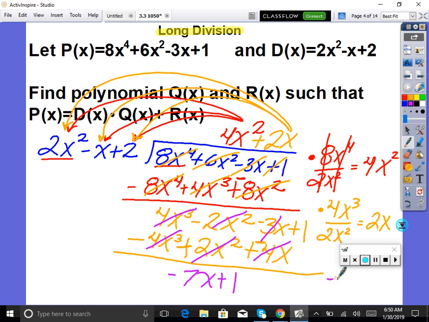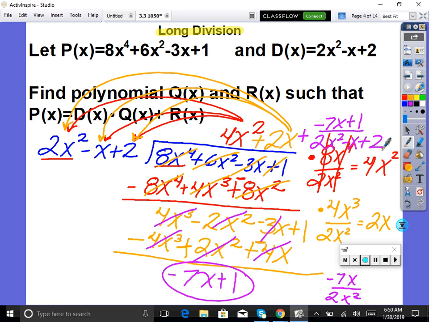Now look at the leading term, negative 7x. Does it divide evenly, or not that it doesn't divide evenly, but can we take and divide it by 2x squared? No, so that's your remainder, all of that. So our answer is, don't we add our remainder? So you'd say plus negative 7x plus 1 over what we were dividing by. This, over 2x squared minus x plus 2.